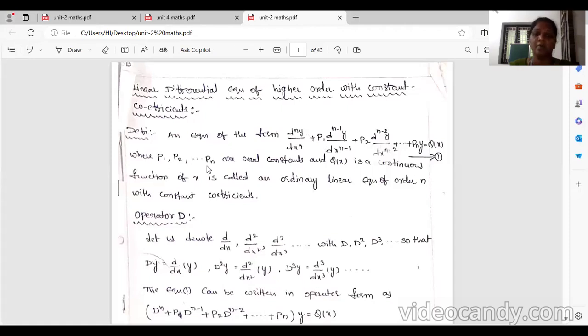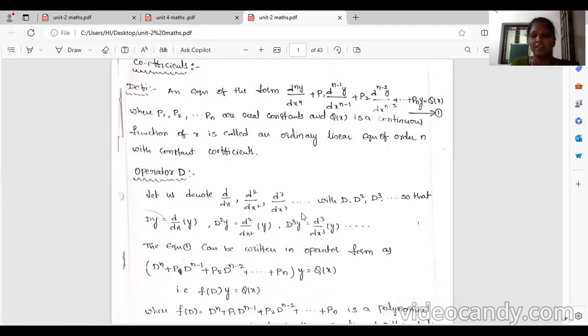Here p1, p2 and so on, pn are real constants and q(x) is a continuous function of x. It is called a linear equation of order n with constant coefficients.